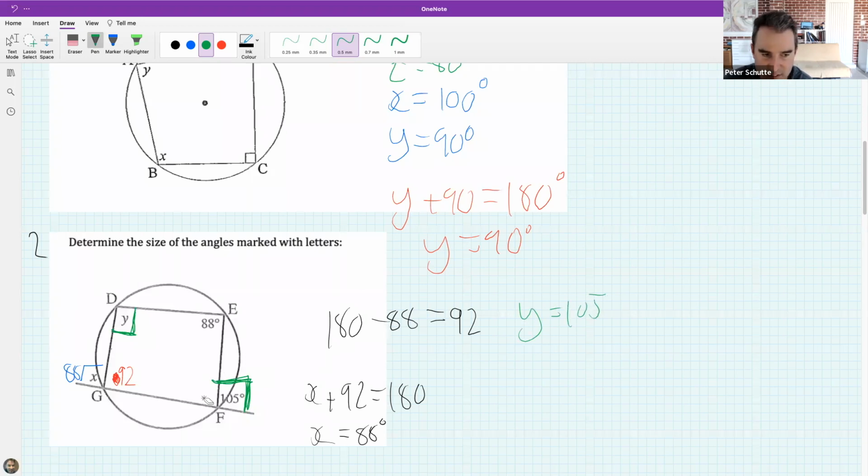So you could have done it another way. You could have found 75 and then done the pair, but you can just go straight to the answer of 105 because you can see there's a cyclic quad. So to make sure everyone can see it, here's the cyclic quad. And then this one on the outside is the exterior angle, and then the y is the interior opposite.